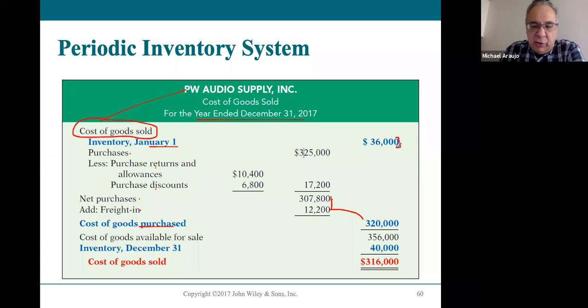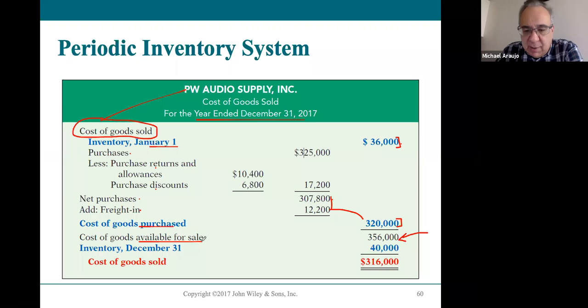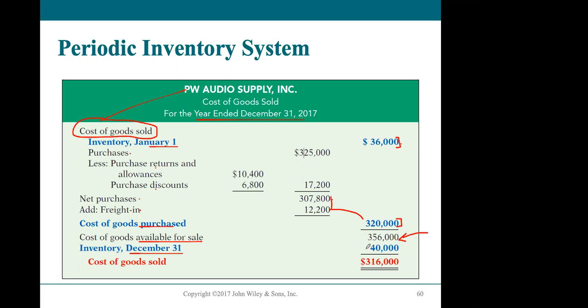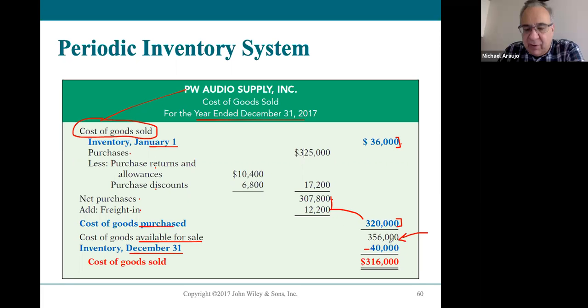When you start with 36,000 and you add another 320,000, you have a total of 356,000 of inventory available for sale through the year. At the end of the year, in this case December 31st, you count what's left. They have $40,000 worth of inventory left, which means they sold the difference. The 316 is the cost of goods sold. And so this is how it looks more formally.